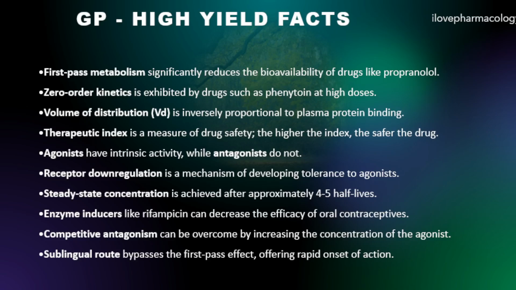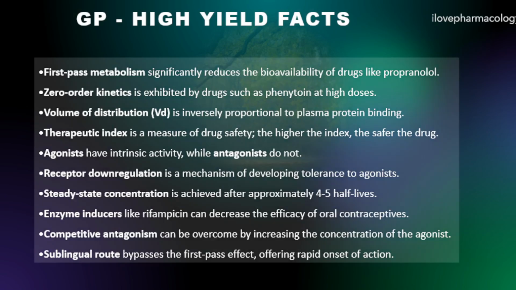Competitive antagonism can be reversed or overcome by increasing the concentration of the agonist. The sublingual route is one route which bypasses first pass metabolism, and it offers rapid onset of action, because of which we use nitroglycerin sublingually in case of angina.